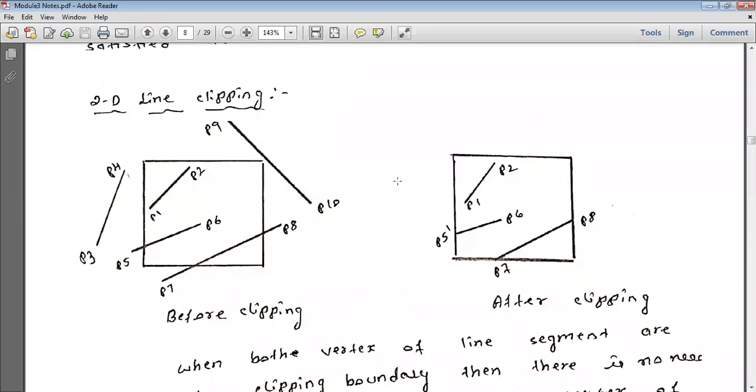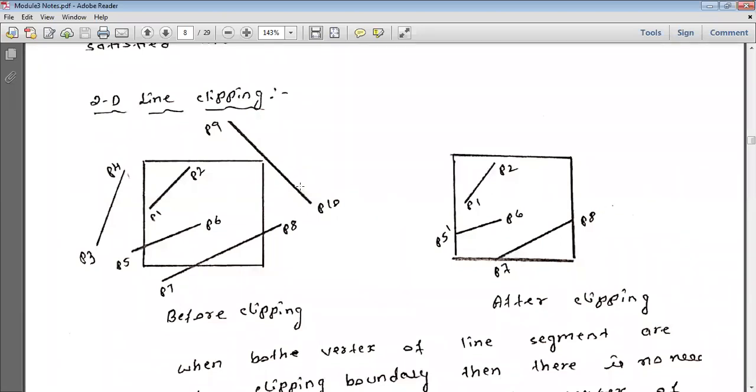I need to feed each and everything to my computer. What condition should I write in my program such that I retain the line as it is? What condition should I write such that I delete the complete line? And for the third condition, what algorithm should I write so that I can identify only the inner part of the line and clip the outer part of the line? These three conditions we will be checking now.